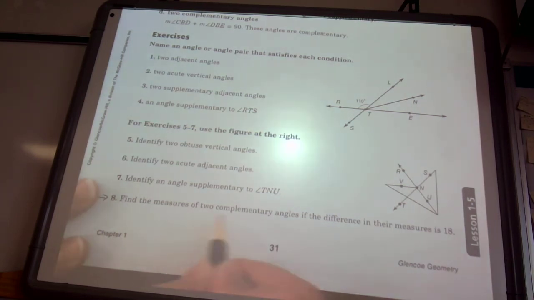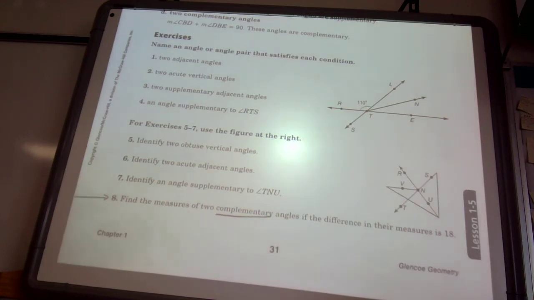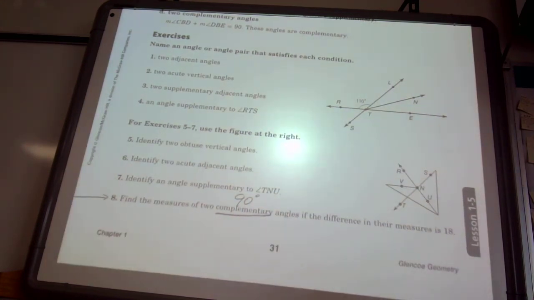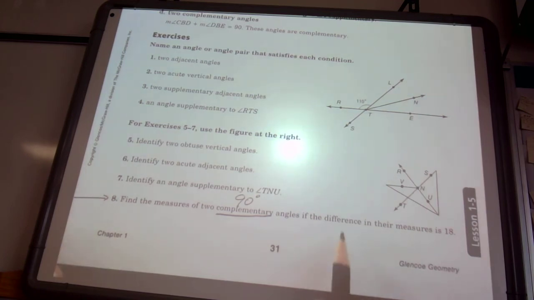Find the measures of 2 complementary angles. We just dealt with that today, didn't we? What do we know about that? Complementary equals 90, or it makes perpendicular rays or segments or lines. But these 2 complementary angles have a condition. We want the difference of their measures to be 18.